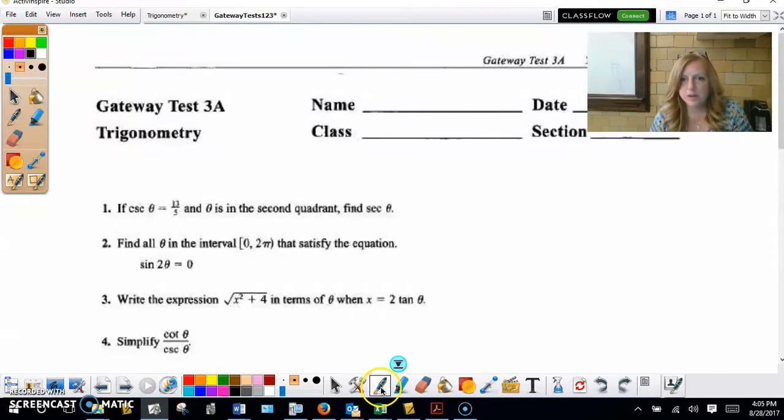Hi guys, here we are with your full solutions to your gateway test if you're struggling with your trig topics, so that you have a chance to see how they're all worked with a little explanation if needed.